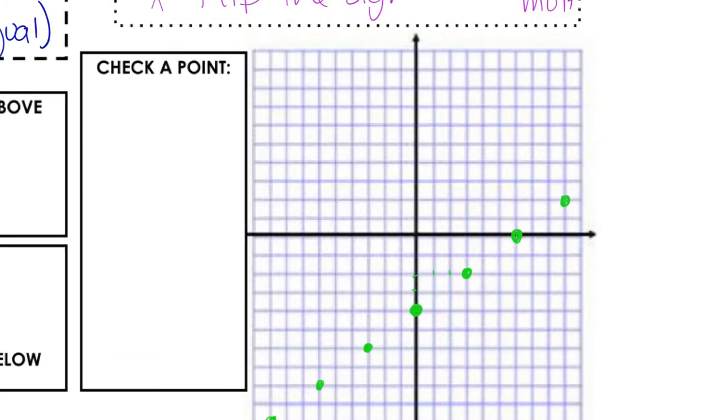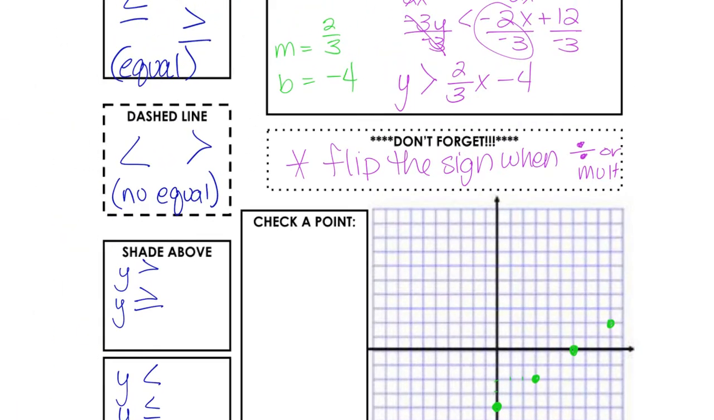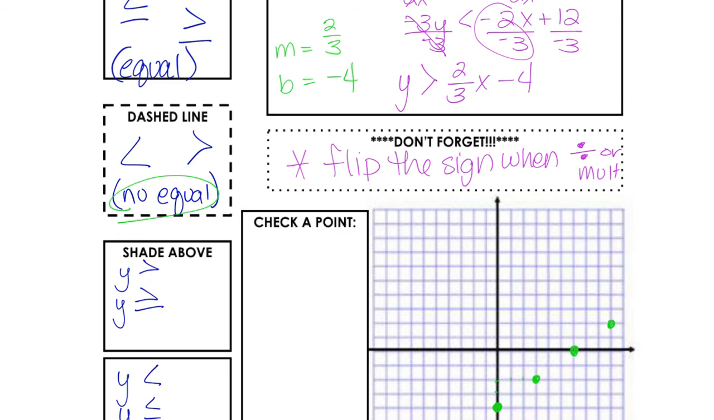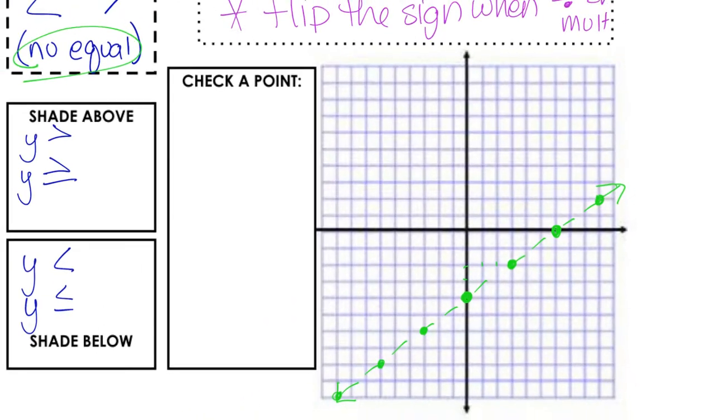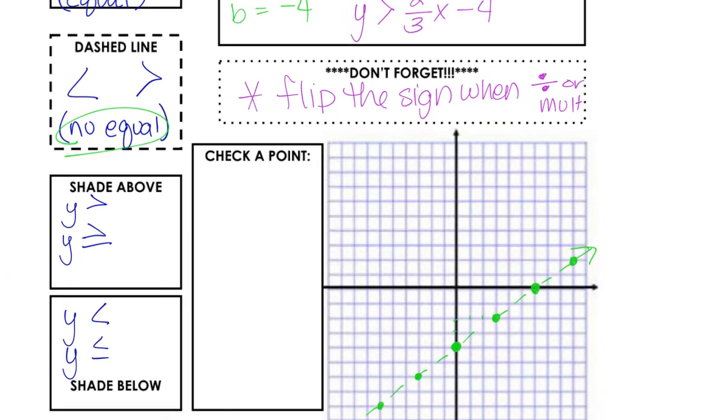Actually no, I don't want to do that. The reason why is because we have an inequality to look at here. So we have no equal sign, so it is going to be a dashed line. I got a little happy there and wanted to connect. So we're looking at a dashed line. And of course the line does continue in both directions. Now the shading piece, notice we have y is greater than, so that means we are going to be shading above.